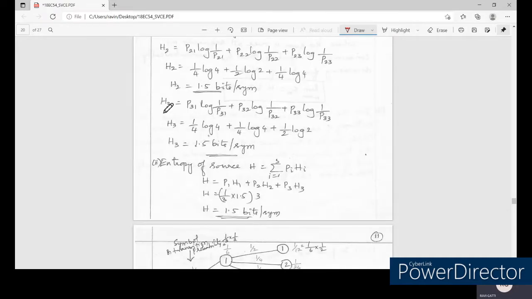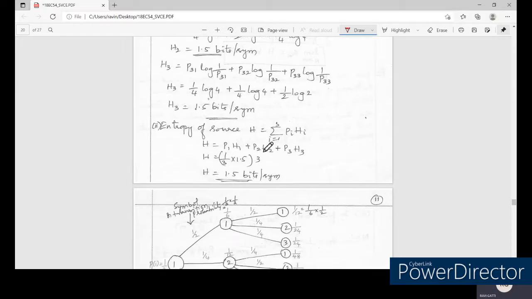Similarly, we need to calculate the entropy of the third state, that is P31 log 1 by P31, plus P32 log 1 by P32, plus P33 log 1 by P33. If we substitute all these expressions, we get the entropy of the third state as 1.5 bits per symbol. Now let us find the entropy of the source.